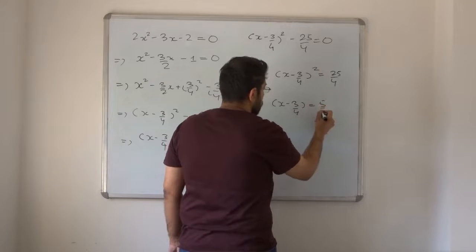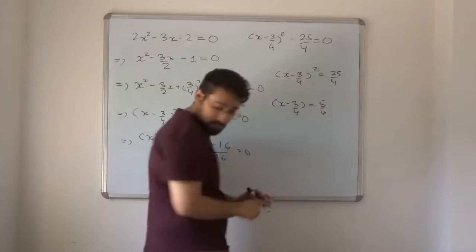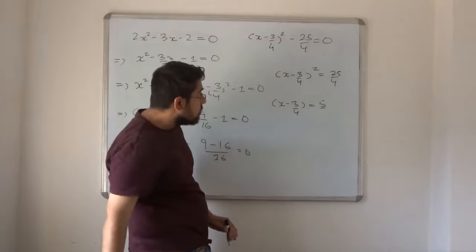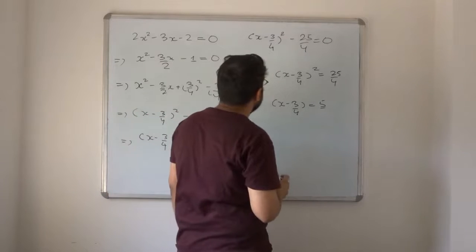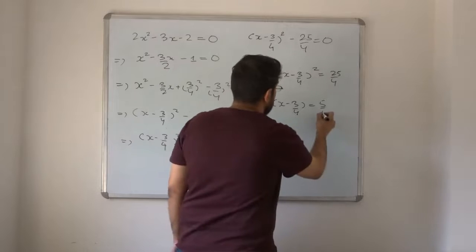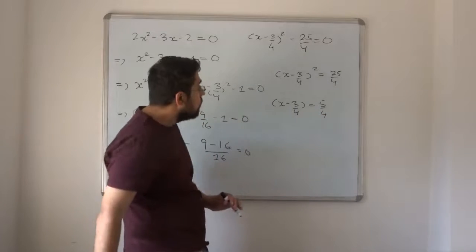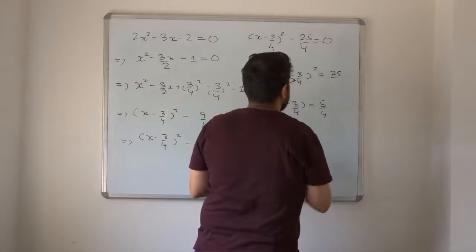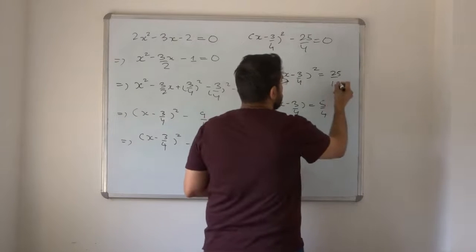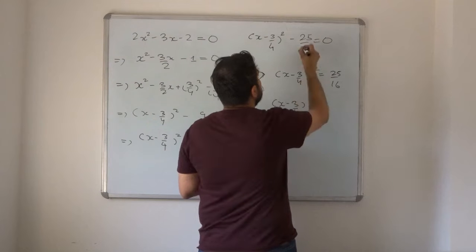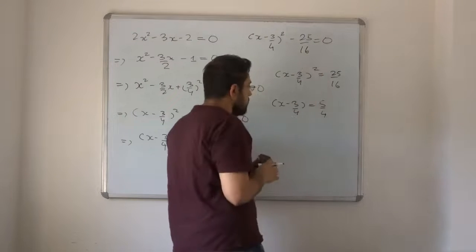Okay, 5 by 4. Oh, 1 minute guys. Yes. 5 by 4. Okay, this is 5 by 16. Okay guys, the camera has distracted me quite horribly. If the camera didn't distract me, everything was going so perfectly.